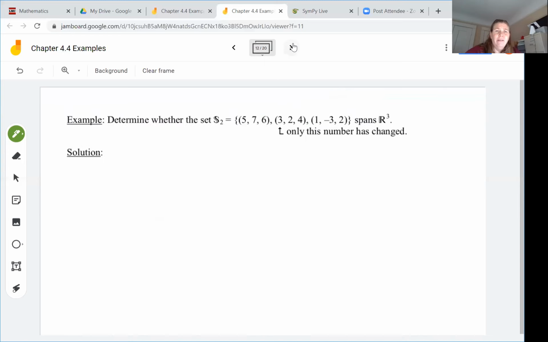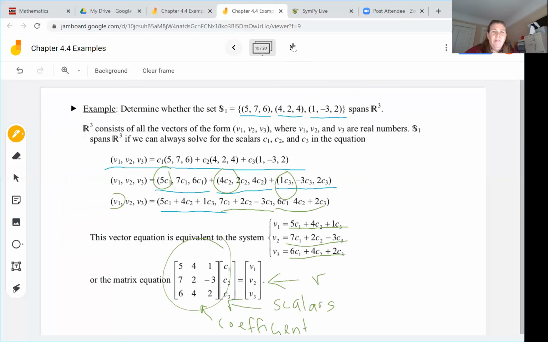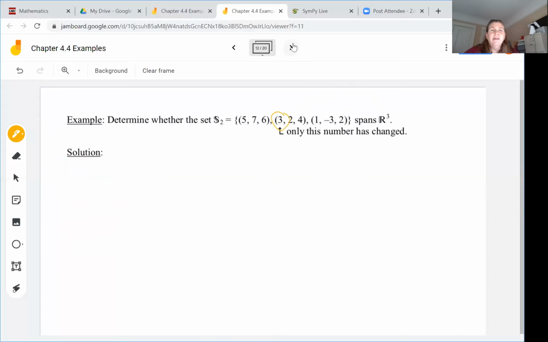So let's check another example. This is almost the same set, except we're changing the value in the second vector to lead off with a 3; before this was 4. So let's see if we make that change. Does this new set, S2, still span R3 or not?